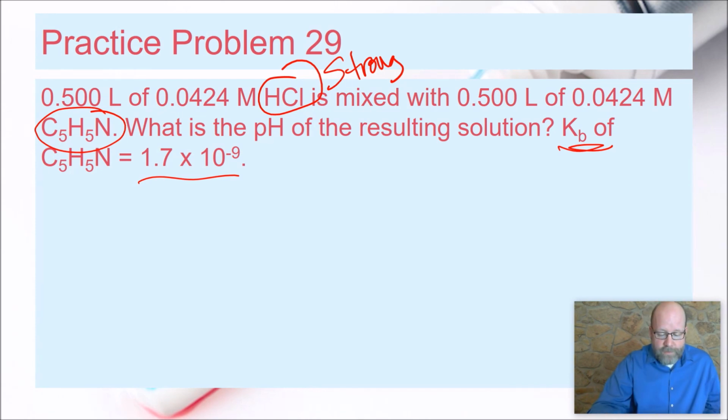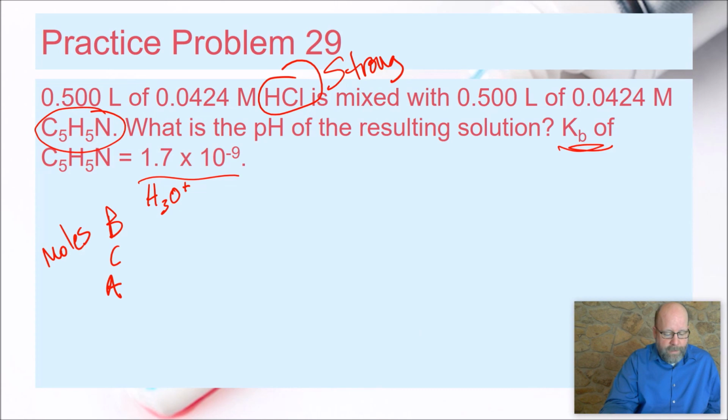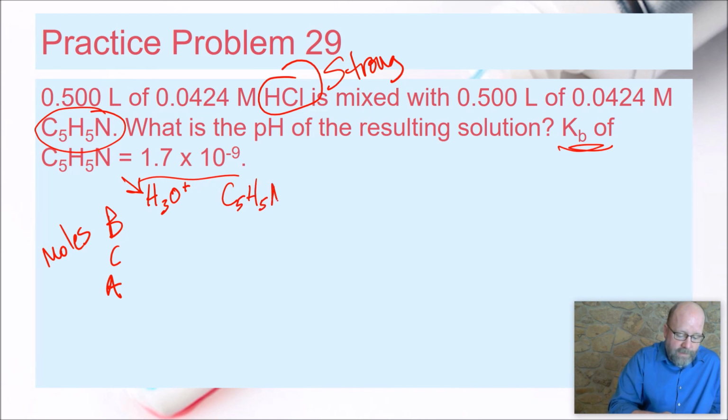So the first thing we want to do, as always, is put in our Chewbacca, and we need to have, of course, moles here. I've got half a liter of 0.0424 molar, so half a mole basically of my hydronium. Some of you may be wondering why sometimes I write hydronium and sometimes I write hydroxide and sometimes I write the whole compound, like in this case.